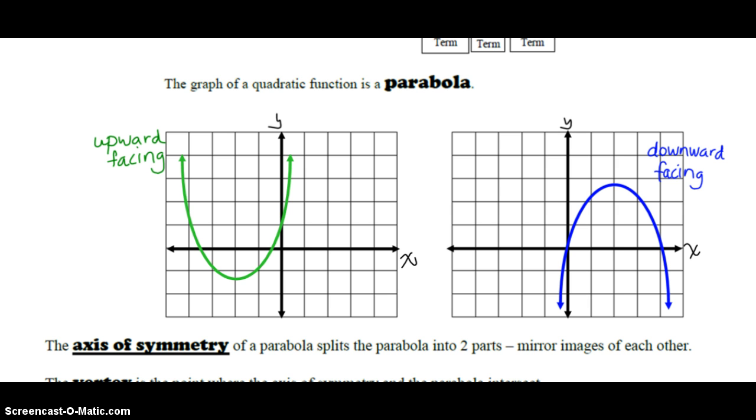So you can see that I've drawn two parabolas. The one on the left is upward facing, and it kind of looks like a smile. The one on the right is downward facing, and it looks a little bit like a frown. Some of the features that we're interested in on the parabola are the vertex, the axis of symmetry, and the intercepts. So I'm going to pause the video now so that I can label my parabolas with those features. Copy those down into your notes.